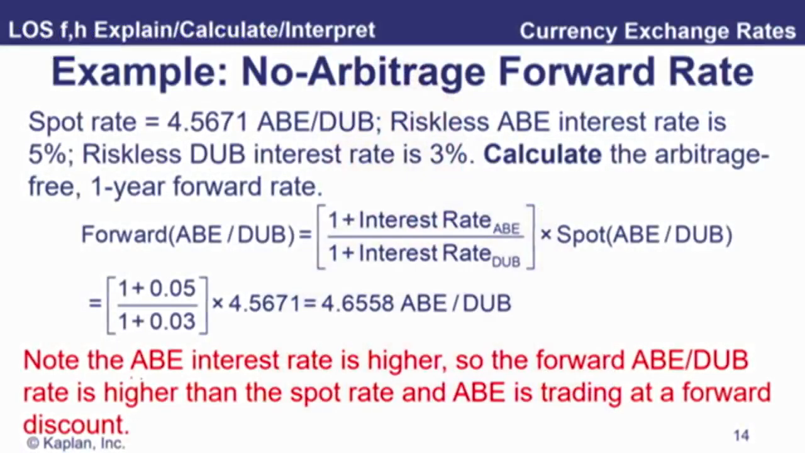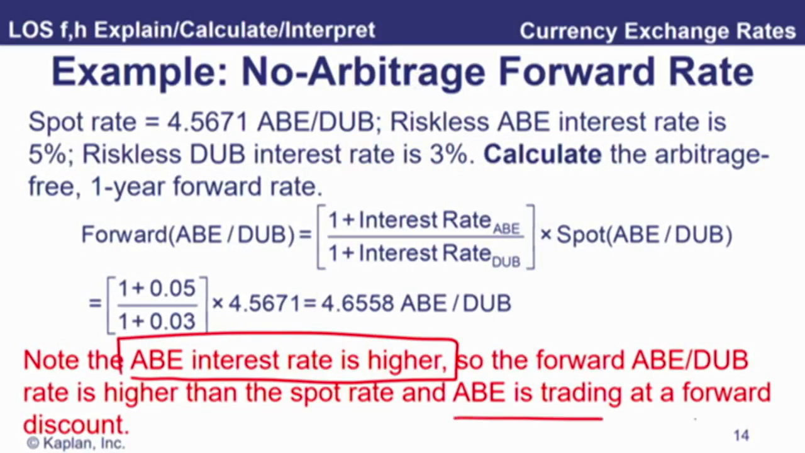But put all of that together and look what we have. This might not be immediately intuitive. ABE has the higher interest rate, therefore will trade at a forward discount. Huge. When I say huge, it might come up as a single question, but useful. That's probably a better word because the average candidate won't necessarily make that link.